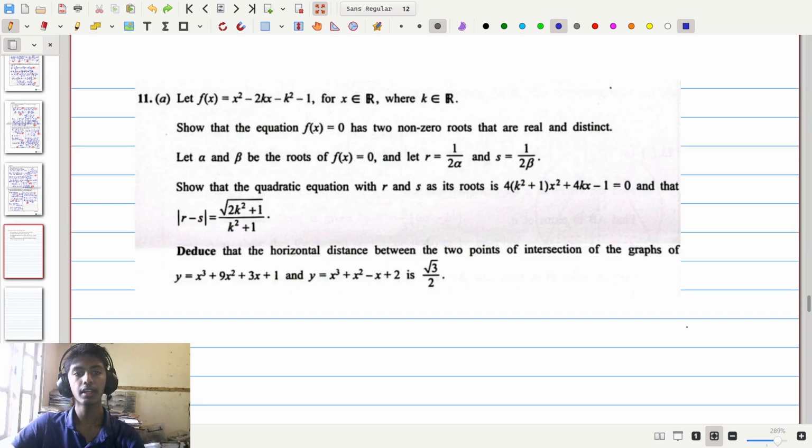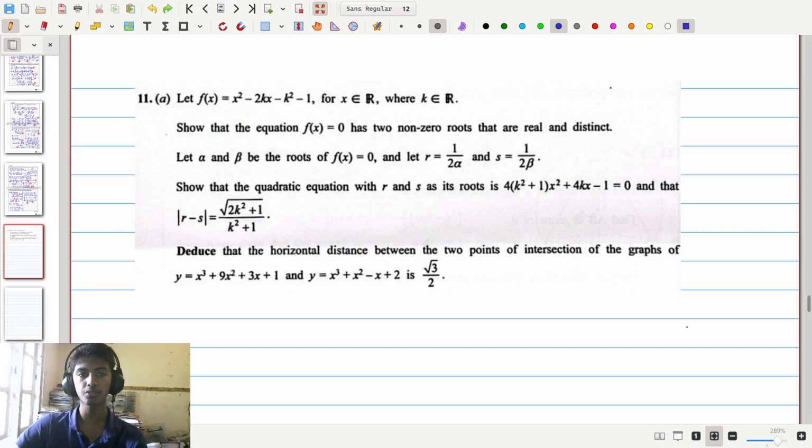Part A says, let f(x) be equal to x squared minus 2kx minus k squared minus 1 for x an element of the real numbers, where k is some element of the real numbers. Given this, we are asked to show that the equation f(x) equals 0 has two non-zero roots that are real and distinct. So the keywords here are non-zero, real and distinct.